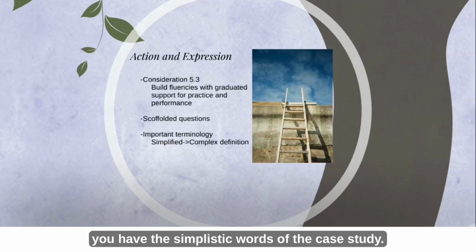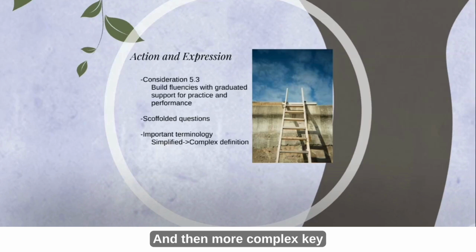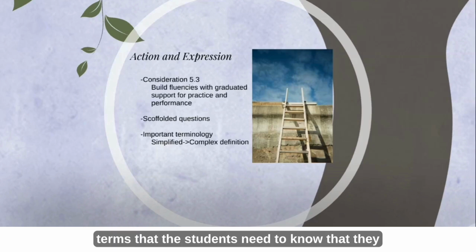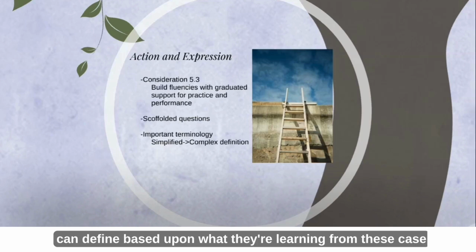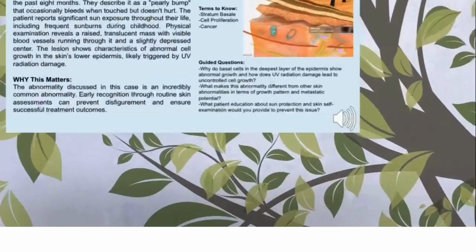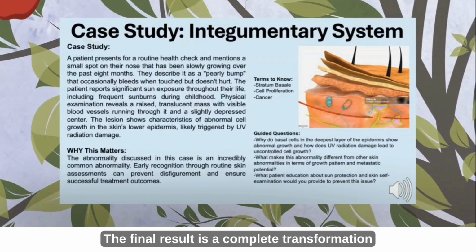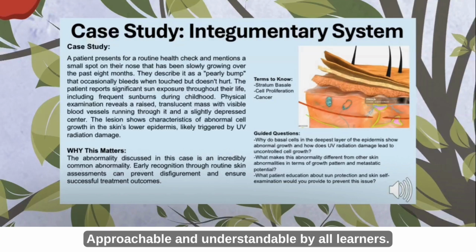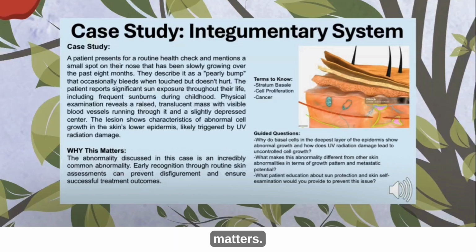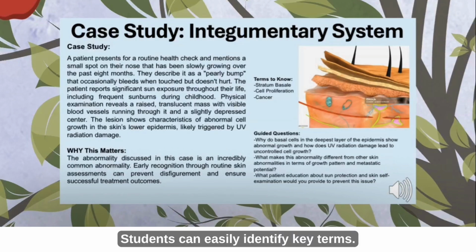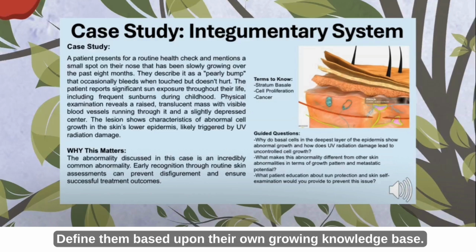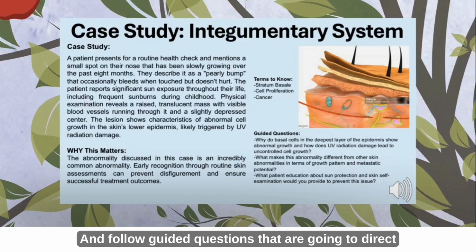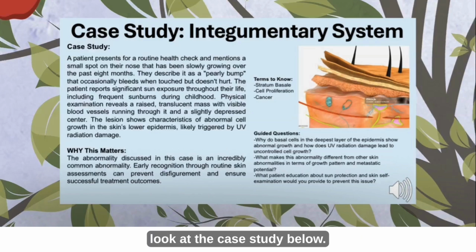Along with that, you have the simplistic words of the case study and then more complex key terms that the students need to know, that they can define based upon what they're learning from these case studies. The final result is a complete transformation of your traditional case study experience. What we now use are case studies that are short, approachable, and understandable by all learners, while clearly communicating why this learning matters. Students can easily identify key terms, define them based upon their own growing knowledge base, and follow guided questions that are going to direct their analytical thinking. I encourage you to pause this video and take a look at the case study below.